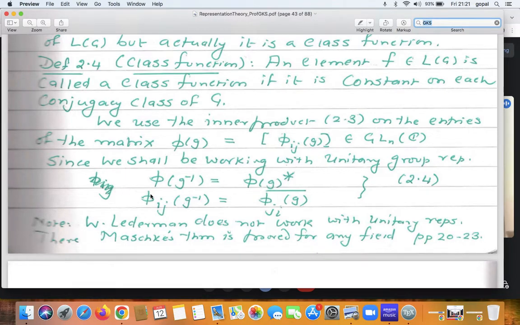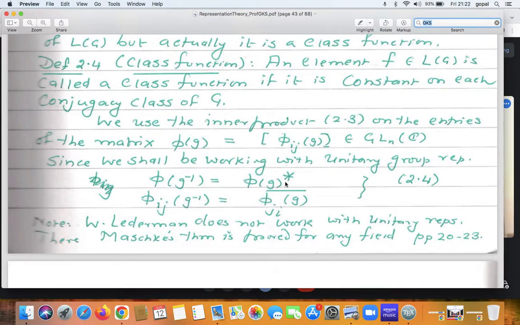In other words, what is rho(g) star? What is the ij-th entry of rho(g) inverse? It is the ji-th entry of rho(g), and you take the complex conjugate. It is the adjoint.